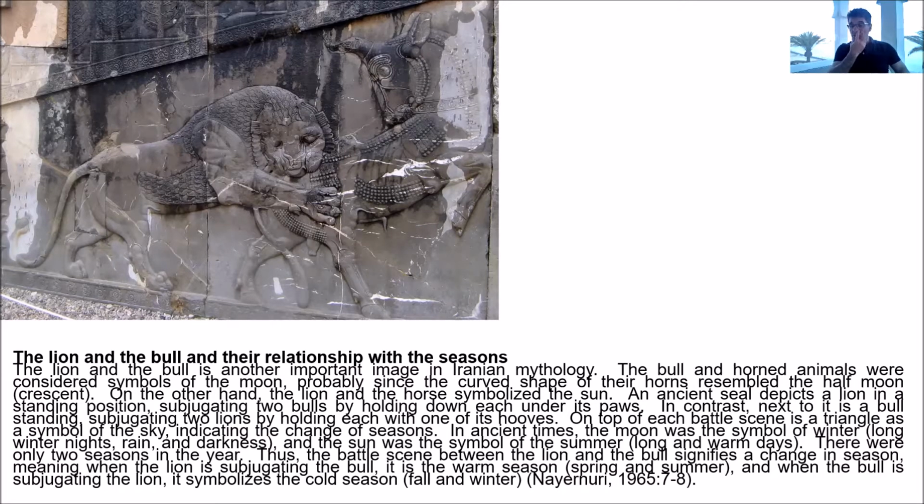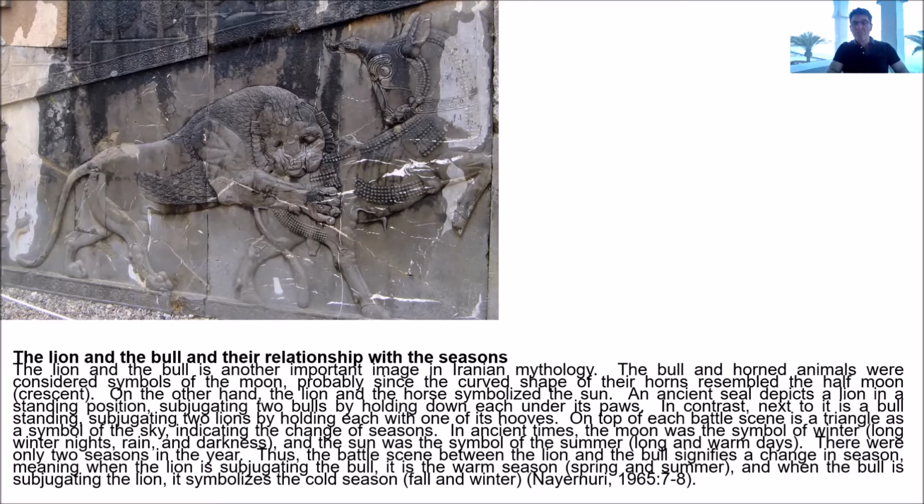An ancient seal depicts a lion in a standing position, subjugating two bulls by holding down each under its paws. In contrast, next to it is a bull standing, subjugating two lions by holding each with one of its hooves. On top of each battle scene, there is a triangle, and this triangle stands for a symbol of the sky, indicating the change of seasons.